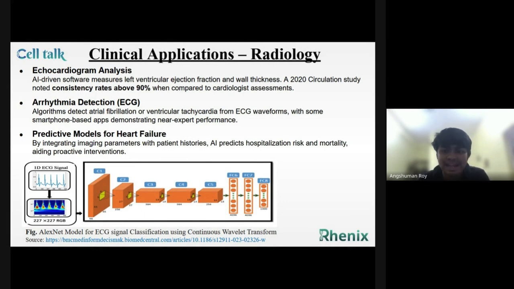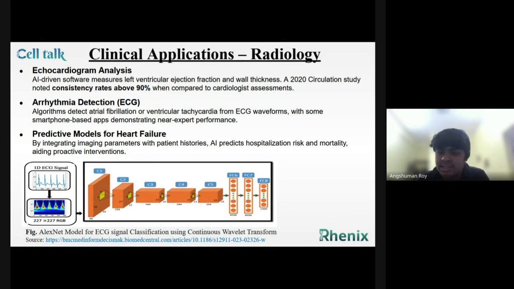Now let us dive into the clinical applications. AI's clinical application spans multiple medical specialties, significantly enhancing diagnostic accuracy and operational efficiency. In radiology, particularly, AI-driven software enhances ECG analysis by accurately measuring left ventricular ejection fraction and wall thickness, maintaining high consistency with cardiologist assessments. AI algorithms also detect arrhythmia such as atrial fibrillation or ventricular tachycardia from ECG waveforms, achieving near expert performance in some smartphone-based applications also.